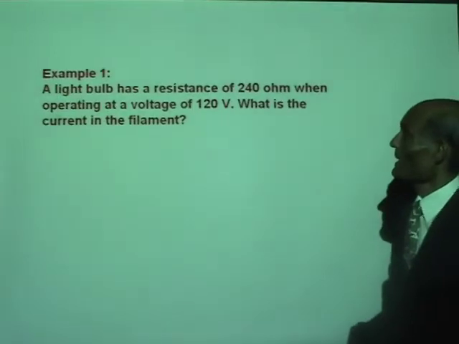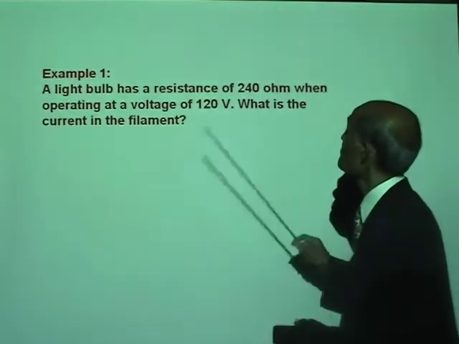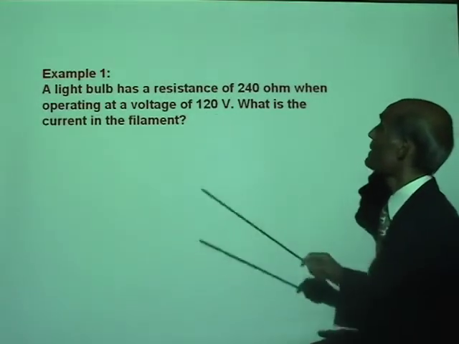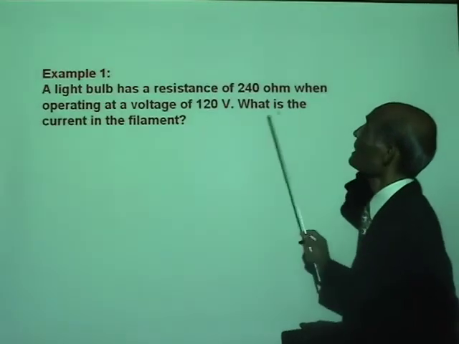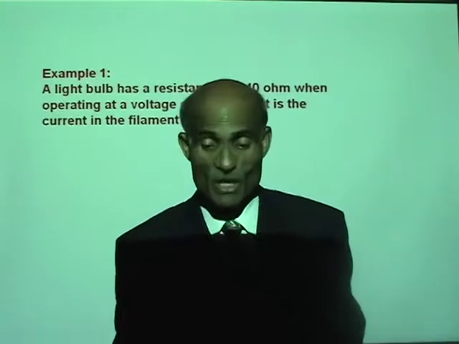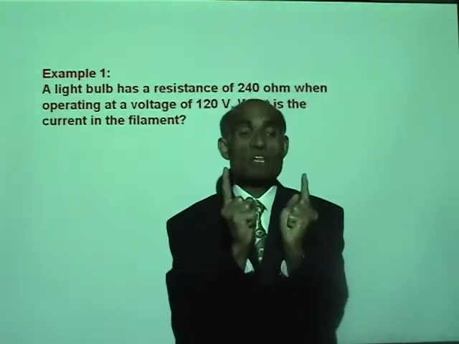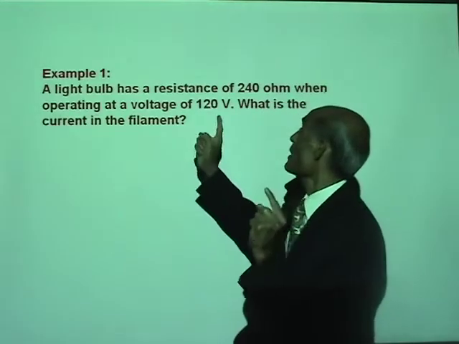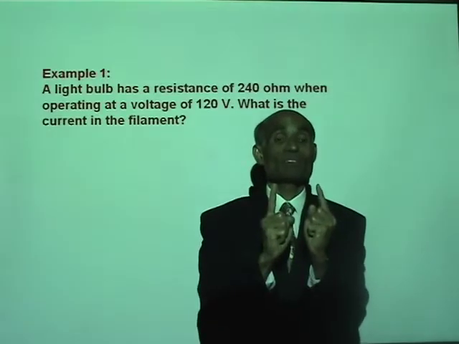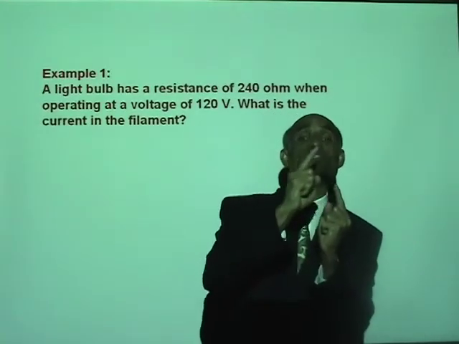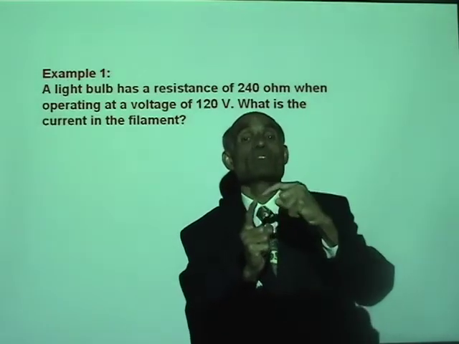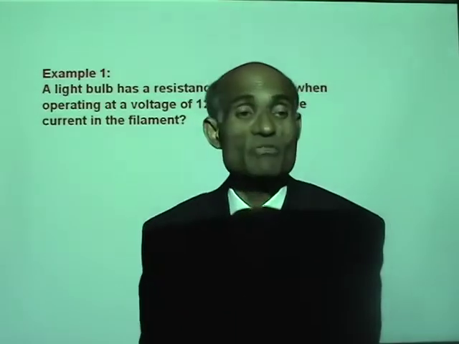Let's do an example. A light bulb has a resistance of 240 ohm when operating at a voltage of 120 volts. What is the current in the filament? So, what that means is, when you establish a potential difference of 120 volts between the ends of the filament of the bulb, and the filament has a resistance of 240 ohm, a current will flow in that filament. We want to find out how much is the current.